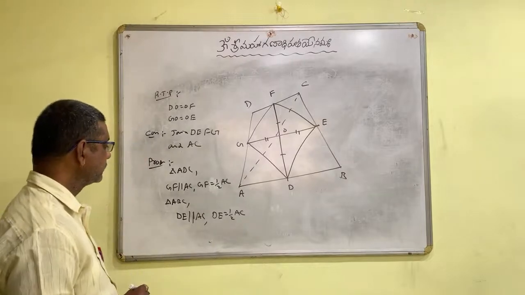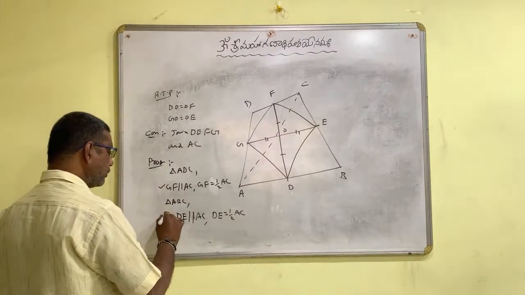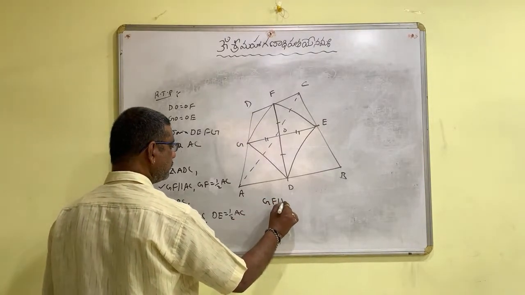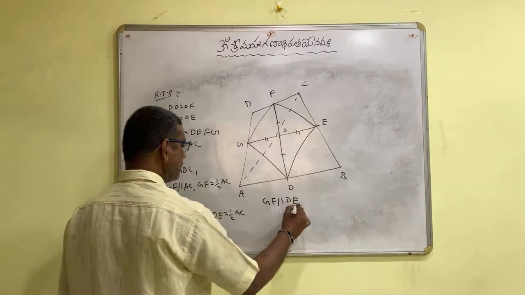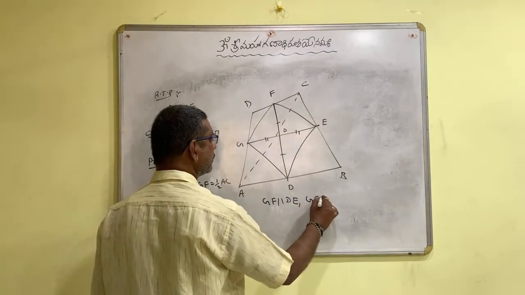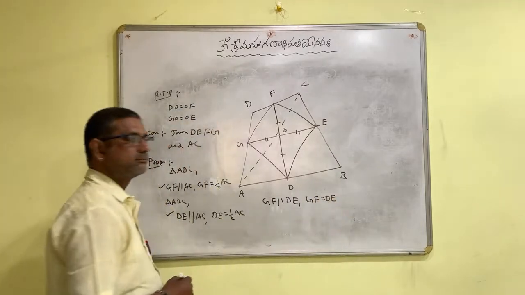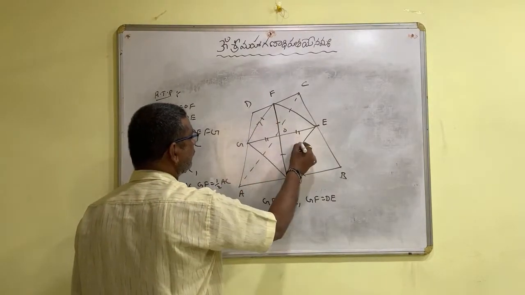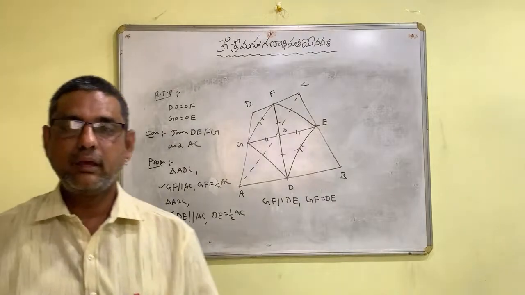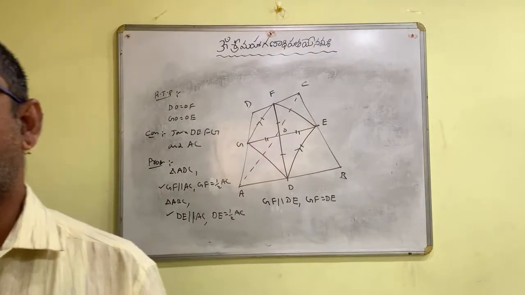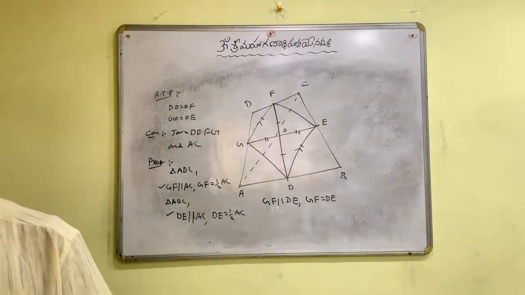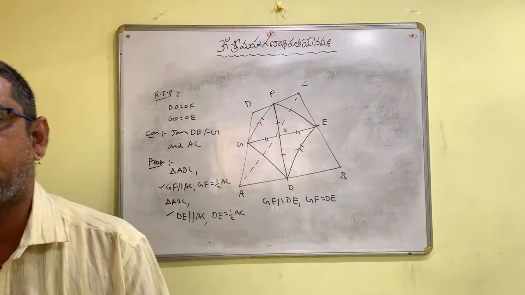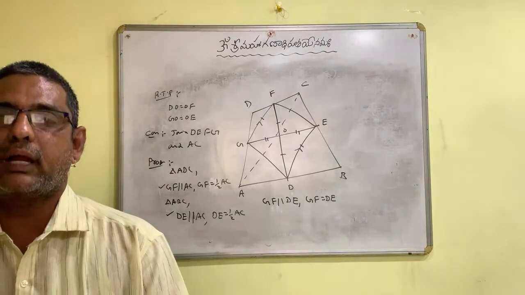Okay. Now, from these two, what can we write? GF is parallel to DE, and GF is equal to DE. Means these two are parallel and equal. If one pair of opposite sides of a quadrilateral are parallel and equal, then it is a parallelogram.